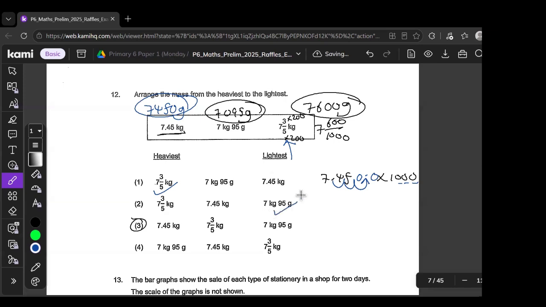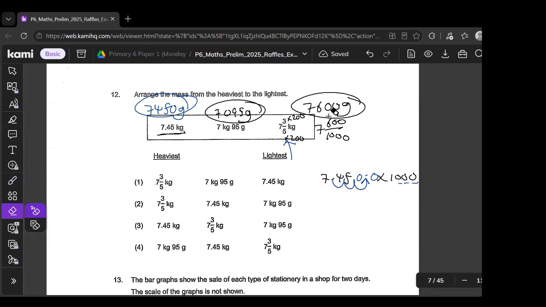So which is the heaviest? Where's the heaviest? You're looking for the heaviest, right? 7,600. How come? I think Mr. put the answer wrong. The answer key is a bit wrong. Okay, let me just change the answer key.